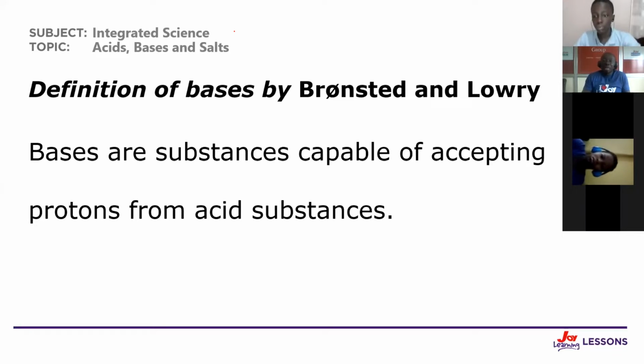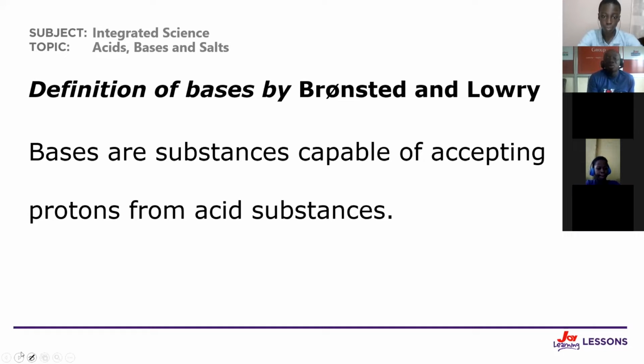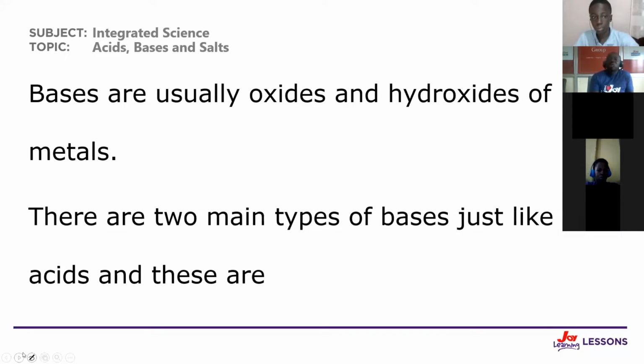In order to help us have a standard definition, we said that there are different definitions we can give to a base, but per our syllabus, we are only supposed to learn one. That definition falls under what we call the Bronsted and Lowry definition. By definition, we say that a base or bases are substances capable of accepting protons from acid substances. So it means that when you add a proton, which I said is simply a hydrogen atom that has lost its electron, a base can accept it. So if they ask you to define a base, you can write: bases are chemical substances which are proton acceptors.